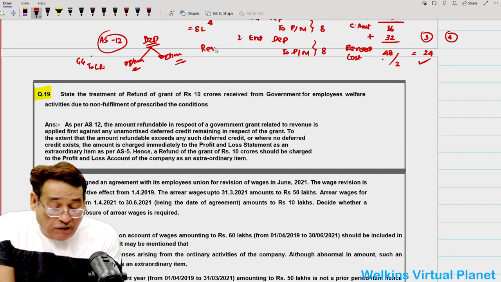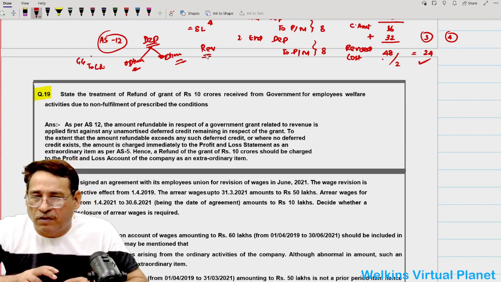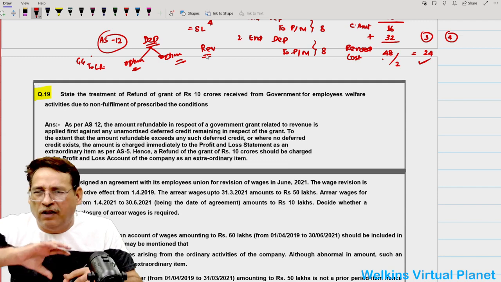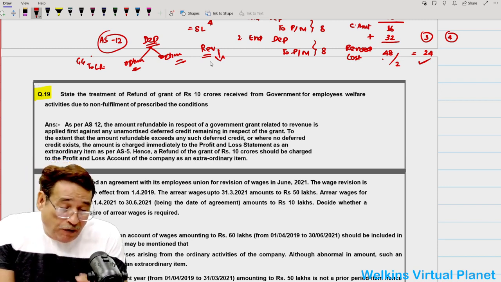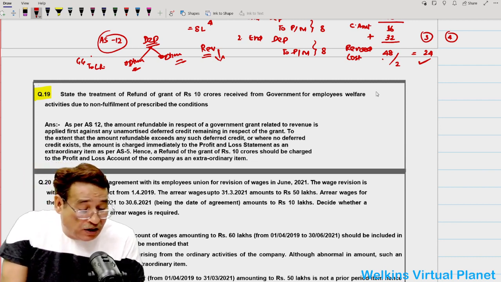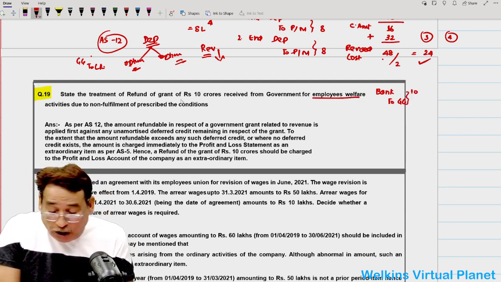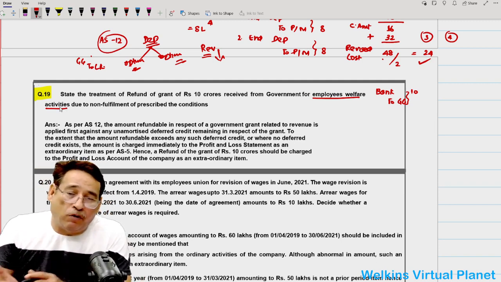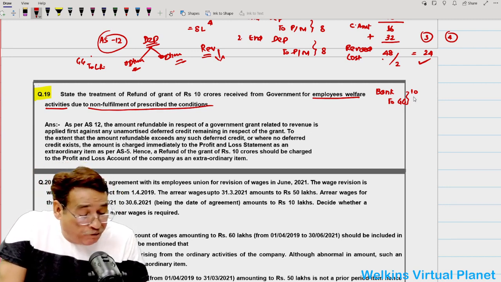If, let us say, government has given us some grant because we have incurred some welfare expenses, or we have undertaken some activities of welfare nature, and those activities are of revenue nature, correct? So, in that case, government supports us by giving some grant. If we have incurred some revenue expenditure and government has given us some grant, generally the entry for receipt of grant will be bank account debit to government grant account. Let us say in this case, we receive 10 lakh because we spent some amount for employees' welfare activities, correct? And later on, we had to refund this grant because of non-fulfillment of the prescribed conditions. So, when we had received the grant, we must have passed this entry.